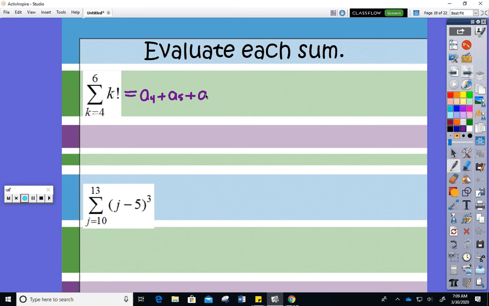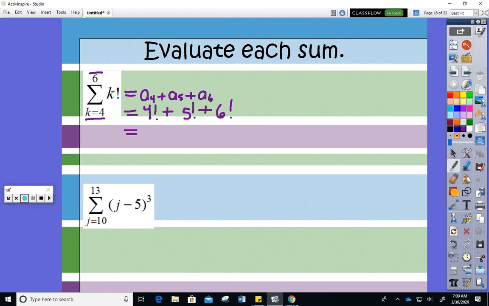How do I know that? Because it's saying go from the fourth term to the sixth term. That's your upper and lower bound. So the variable is k in this part. So k is going to start with 4, so it would be 4 factorial. It's going to scroll to 5, and that would be 5 factorial. And then it's going to scroll to 6, and that would be 6 factorial.